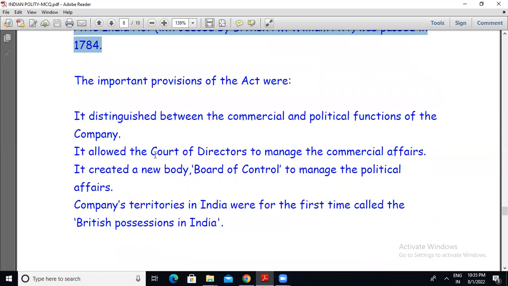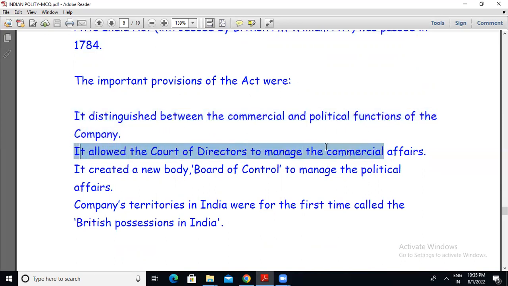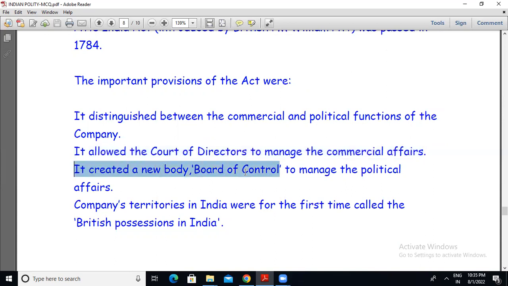Important provisions of Pitt's India Act 1784, which was passed by Prime Minister Pitt, were: first, it distinguished between the commercial and political functions of the company. It allowed the Court of Directors to manage the commercial affairs. It created a new body, the Board of Control, to manage the political affairs. So, Court of Directors for commercial affairs management and Board of Control for political affairs management.